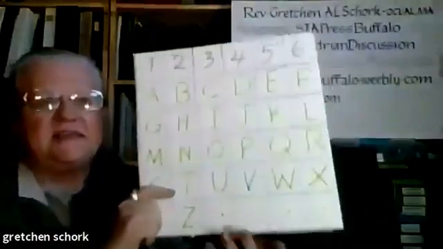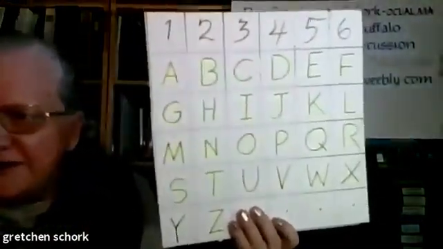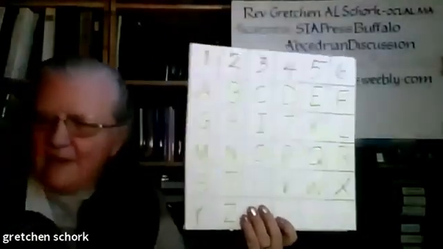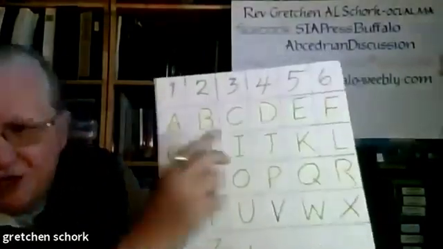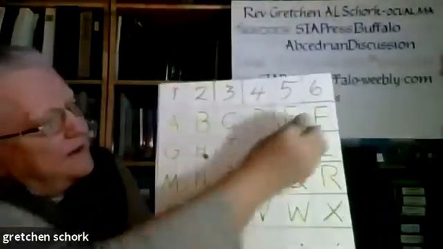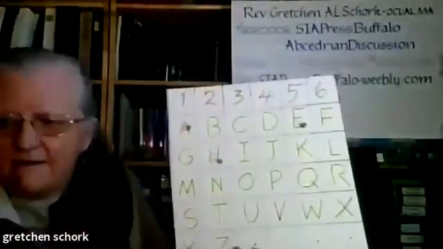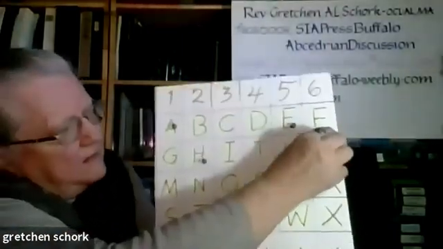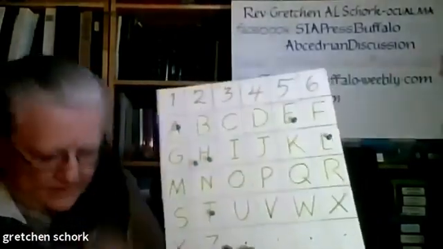The number for the sun is 6. It's a little harder to see what's on here, so you'll just have to take my word for it. And I'll show you where they are. It's H, E, A, L, T, H.